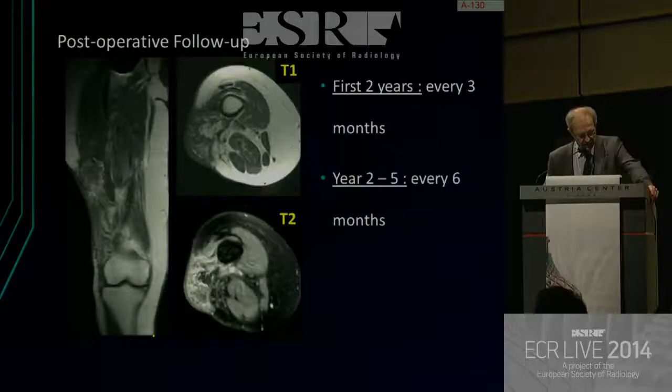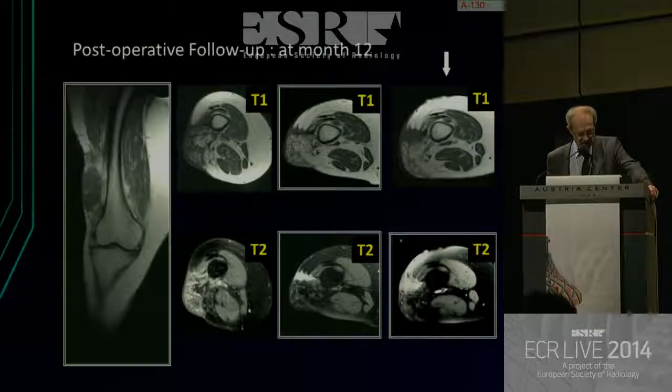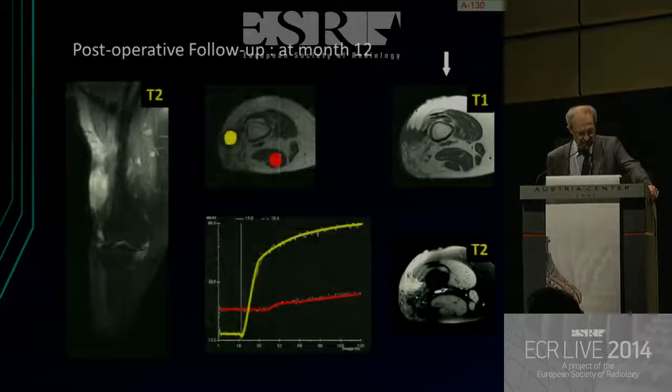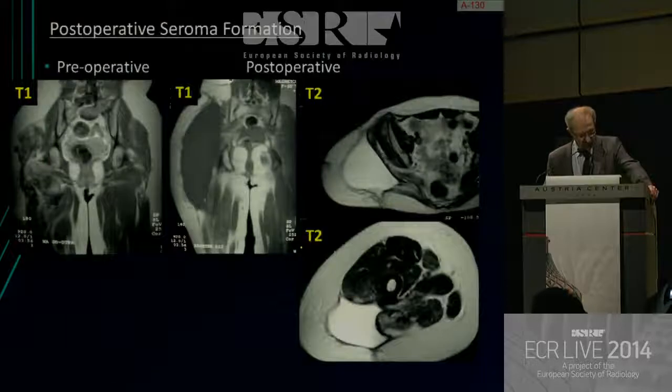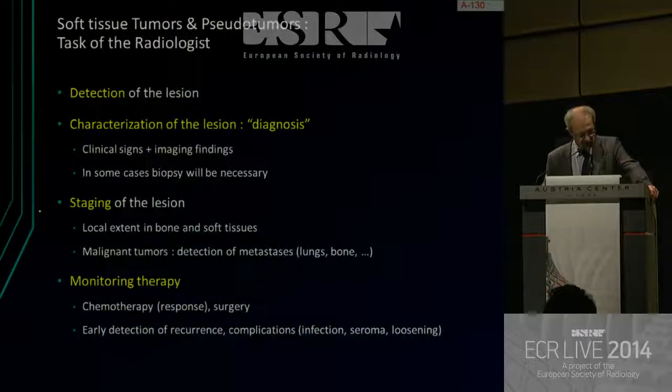So I have one example. Here we have a lesion which has been operated on, and we do the first follow-up. Here we are at month 9. You see, looks good, no problem at all. But the patient comes back at month 12, and we see a white mass, which is suspect. We perform dynamic contrast-enhanced MRI in this mass, and we see very high perfusion. So this is a recurrence. And this is an example of a large seroma with low signal intensity on T1, high on T2, after resection of this musculoaponeurotic fibromatosis.